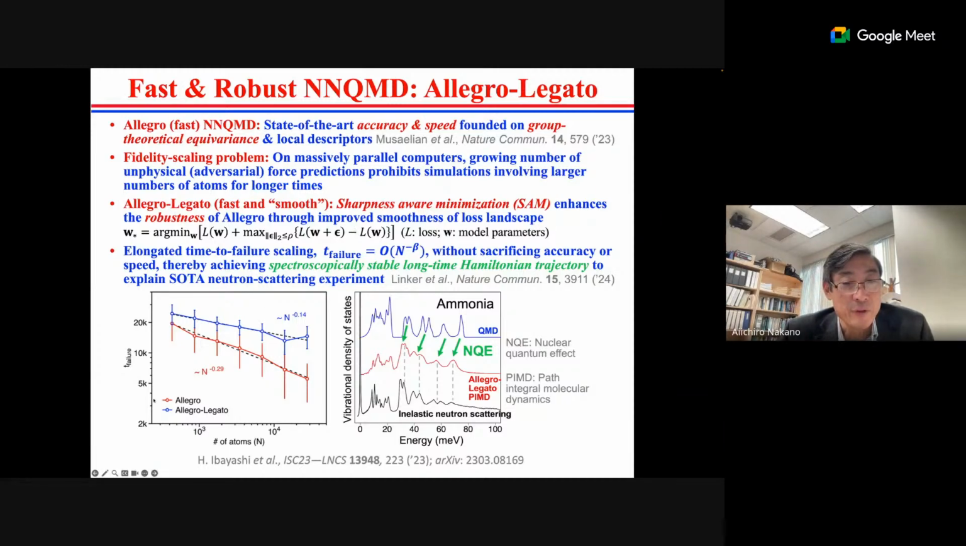This is the time to failure as a function of the number of atoms on a log-log scale. So original Allegro failed very fast for larger systems, but not Allegro-Legato. And this allowed us a so-called spectroscopically stable long-time Hamiltonian trajectory. And with this, we are able to explain the state-of-the-art neutron scattering experiment at Oak Ridge, peak by peak, using Allegro-Legato.